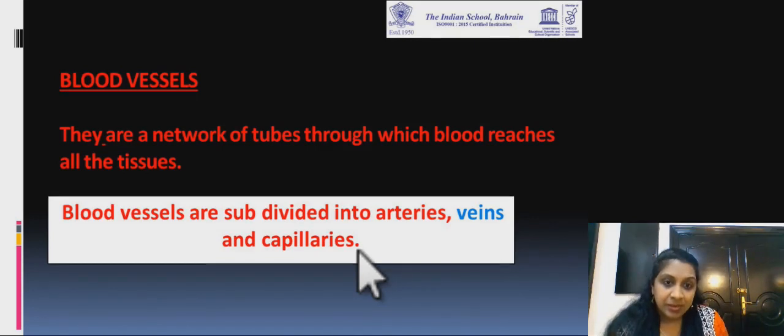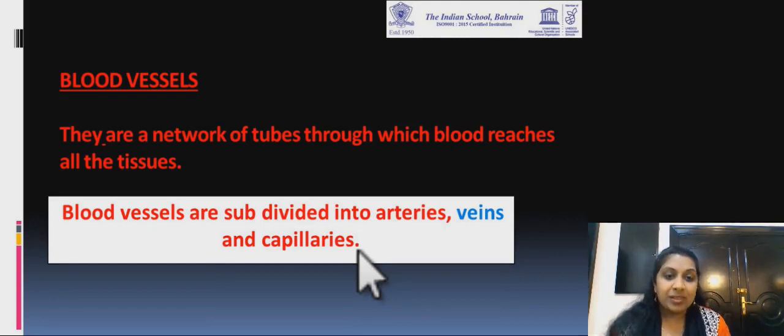Deoxygenated blood is the blood that is rich in carbon dioxide that is taken from different parts of the body back to the heart and from the heart to the lungs through the pulmonary artery. I hope you understood the difference between oxygenated and deoxygenated blood. Now let's see the functions or the differences between the arteries, veins and capillaries.